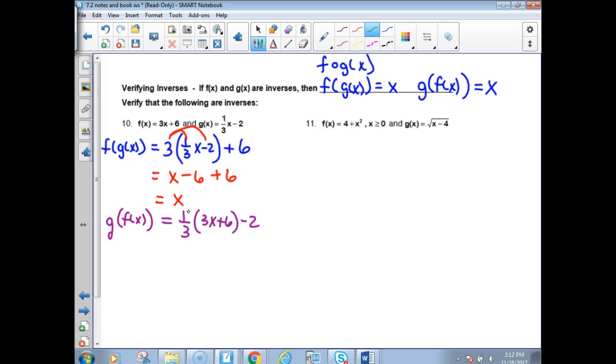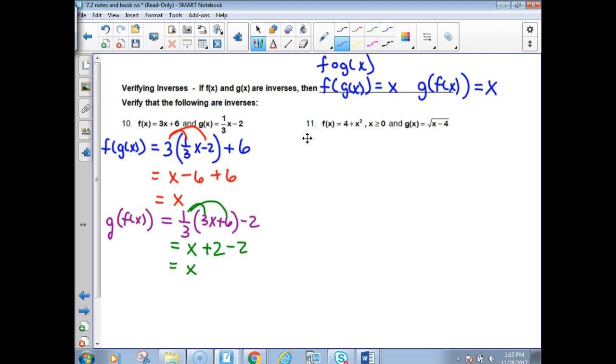Okay, so I'm going to just start distributing. 1 third times 3 would be 1, so we've got x. 1 third of 6 is 2, so I've got x plus 2 minus 2, which simplifies to x. Since both the f of g of x and the g of f of x give you x when simplified, that means the functions are inverses. So we have verified them as inverses. Not all of them may be inverses.